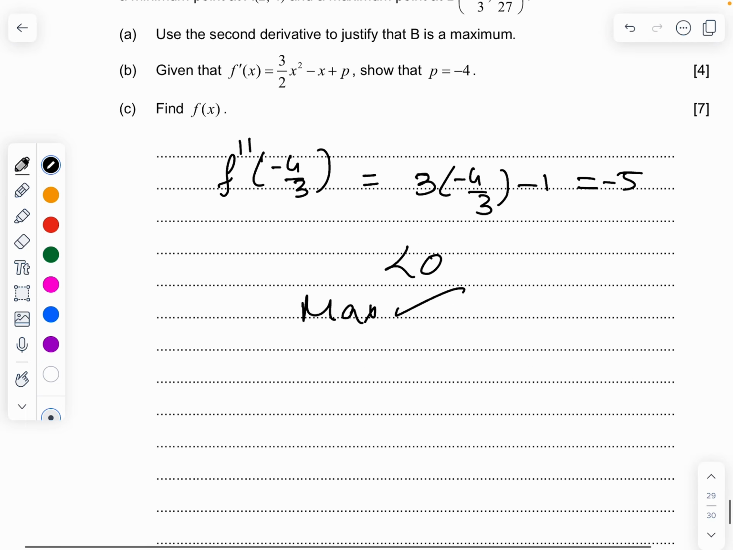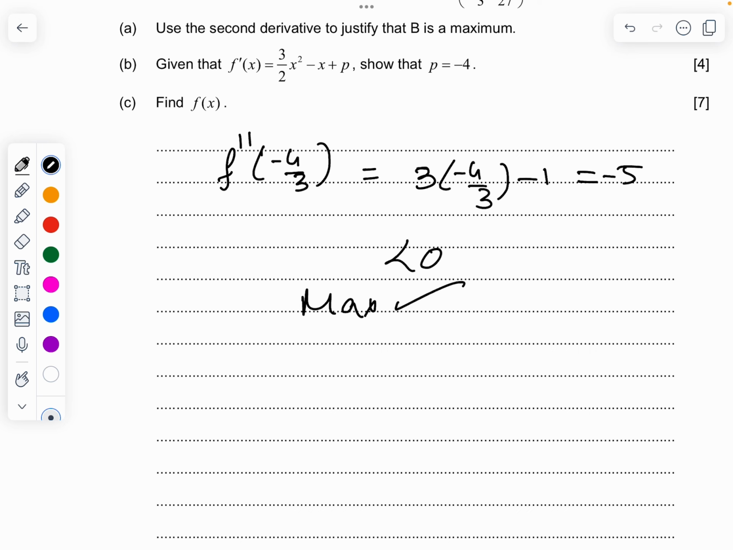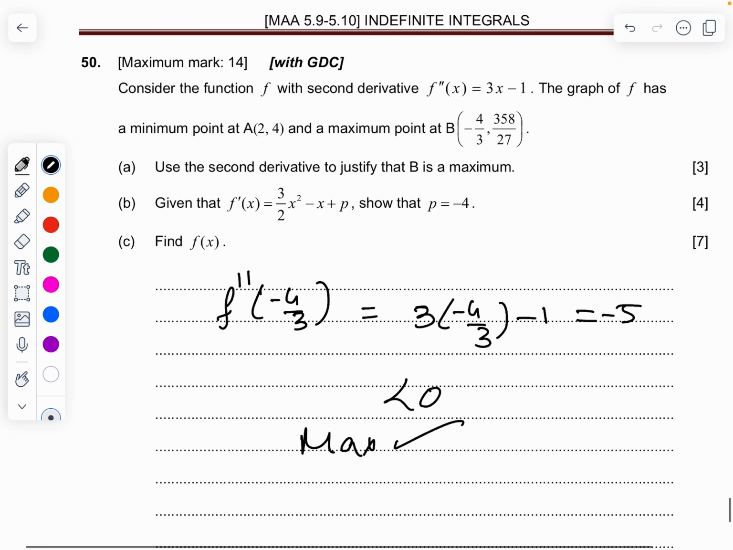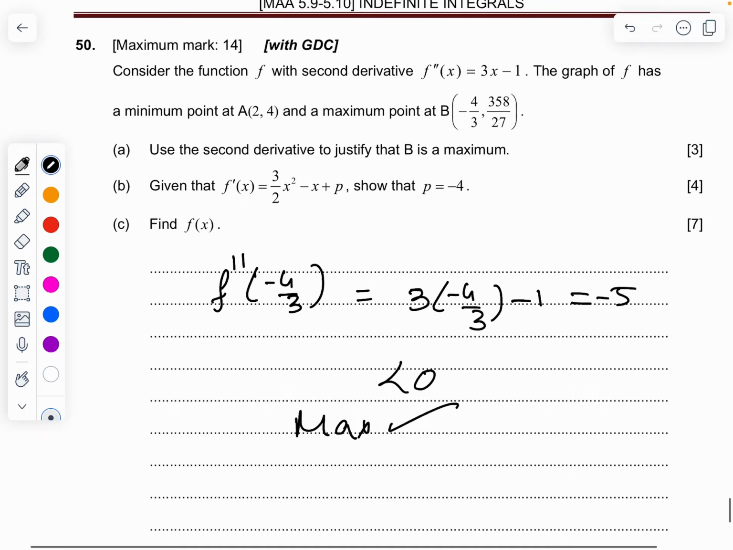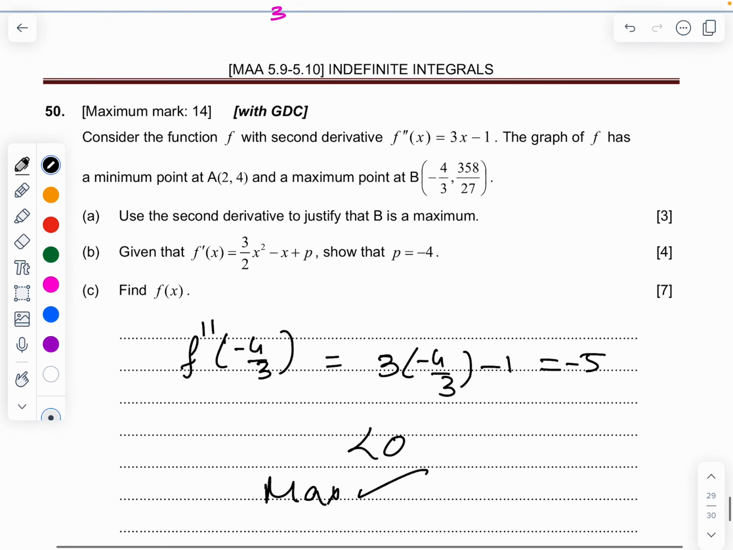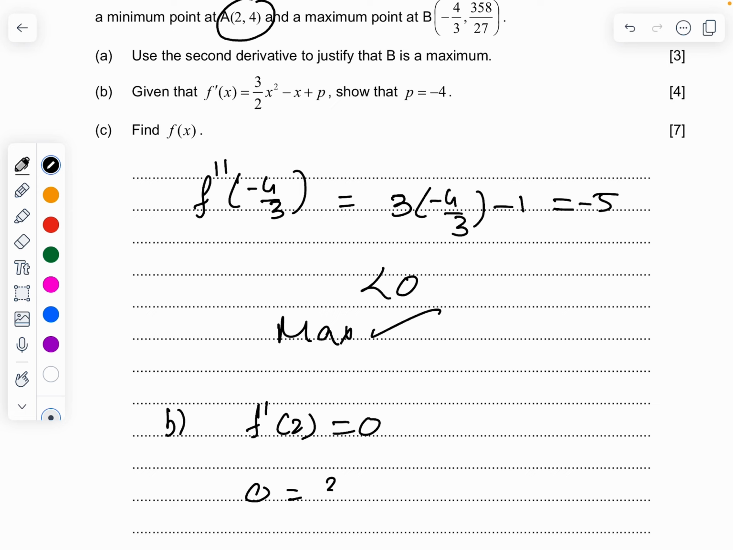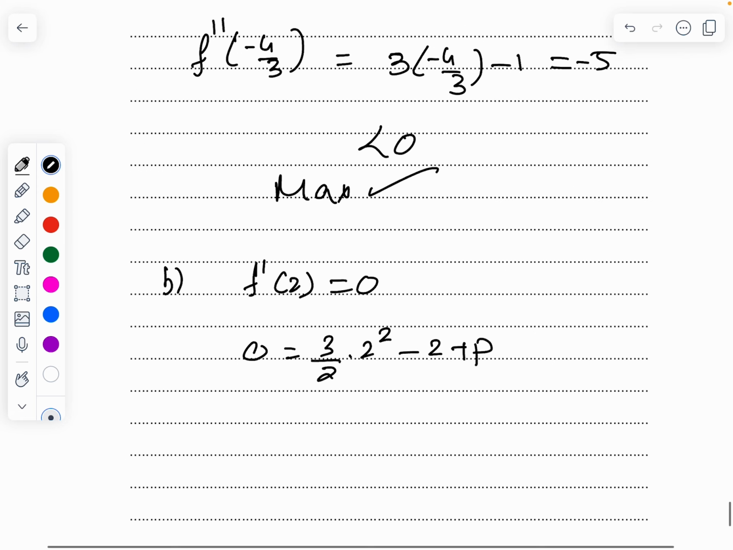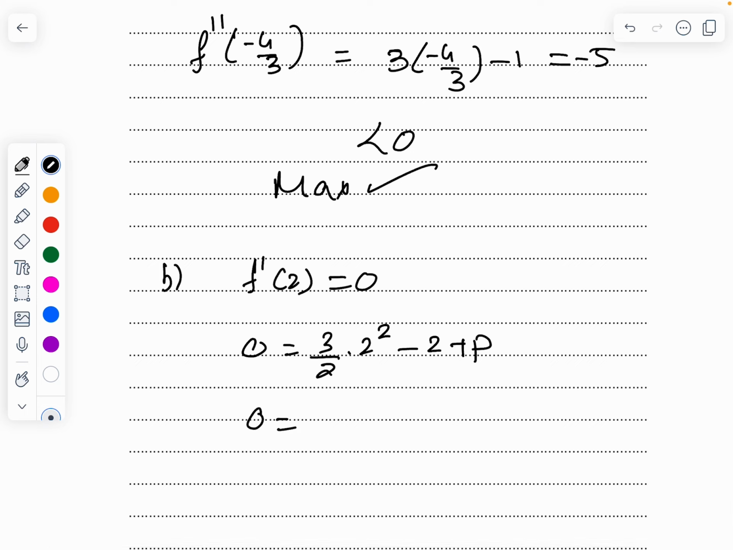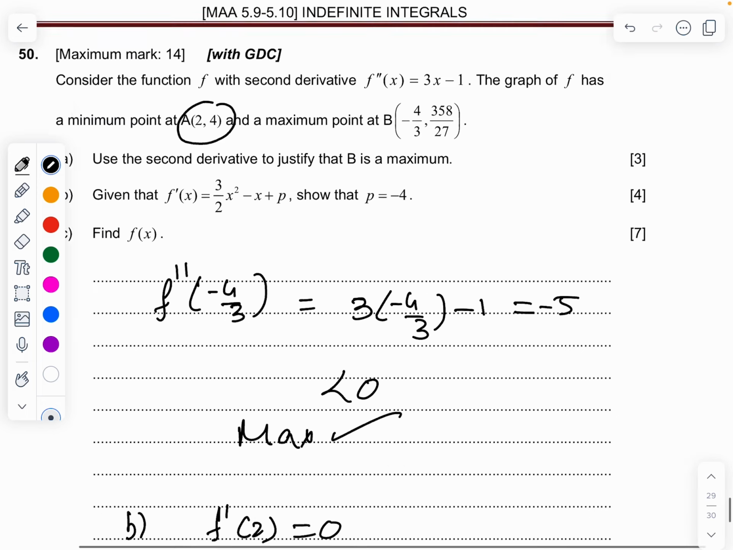Given that f prime x is given, show that p equals negative 4. So what am I going to do for that? The minimum point is at (2, 4). What does that mean? The first derivative f prime 2 should be equal to 0. So 0 equals 3 upon 2 times 2 squared minus 2 plus p. At a minimum point, the first derivative should be equal to 0. So 0 equals 6 minus 2 plus p. So this gives me p value as negative 4.